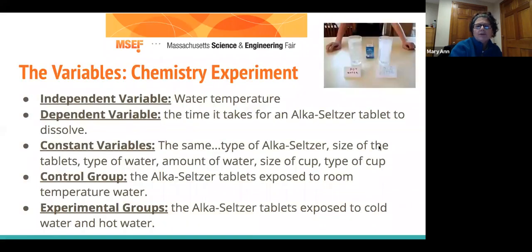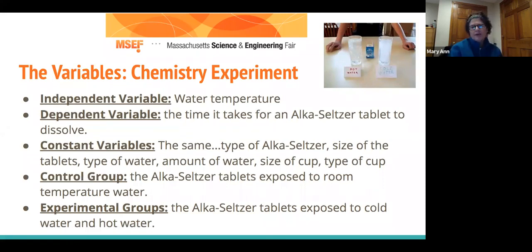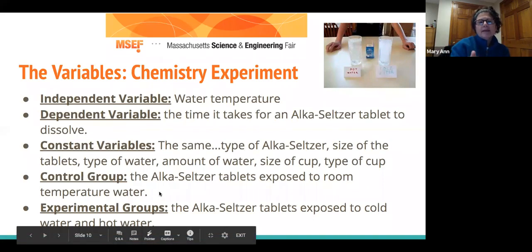Okay, the control group is interesting. There are so many different ways people define this, but the control group is not a control variable. It's a group. So what is the normal condition here? If you really want to know if hot water or cold water affects the rate of this reaction, you better have some kind of normal condition or baseline or the condition found in nature. What I tell my kids is to think about what's normally found in nature.